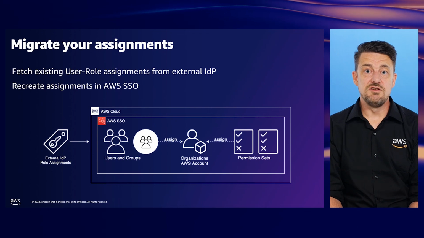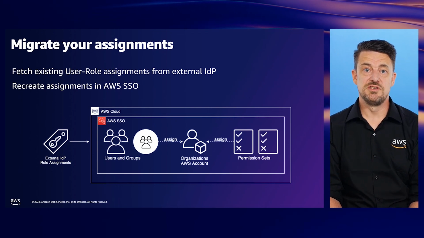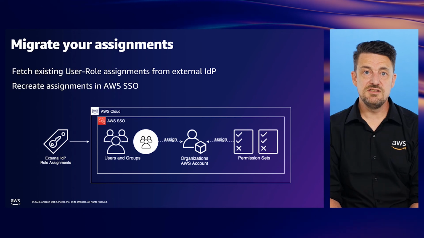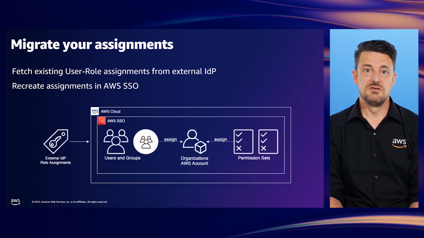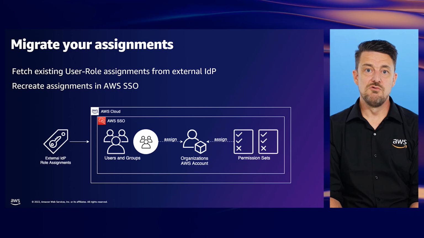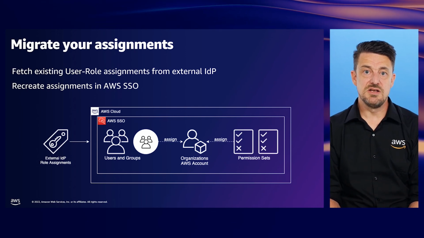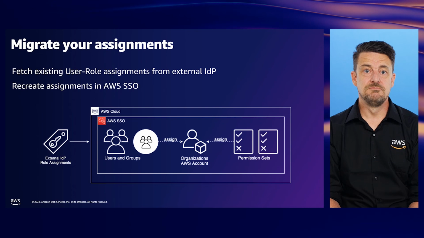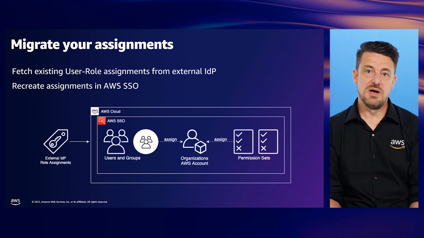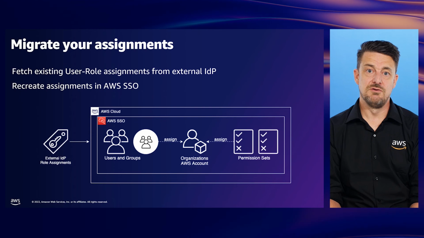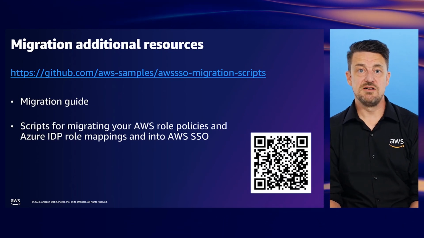Lastly, we connect the users and groups, permission sets, and accounts together through the assignment process. If you have an existing IDP configuration, these already exist as role assignments. For example, these may already be configured in your manifest files in your SAML-enabled Azure AD enterprise applications. Again, the sample code can extract these existing mappings and make them available to AWS SSO.